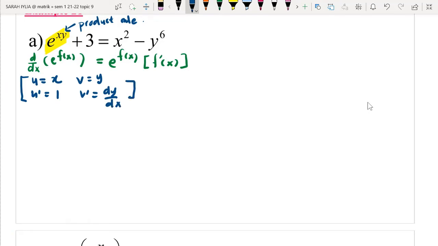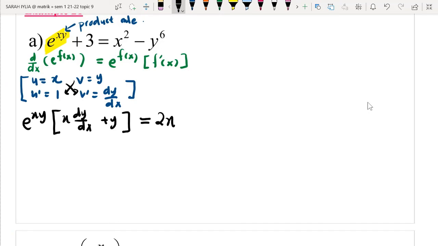Okay, now kita dah boleh start differentiate term by term. Start with the first one. e to the power of xy, derivative of it will be e to the power of xy. Ingat, salin balik. And then differentiate power. Power tu kena pakai product rule tadi. So, u v prime plus v u prime. We get x dy dx plus y. Okay. And then plus 3 would be 0. Kalau kita differentiate 3 dapat kosong. Equal to x squared differentiate would be 2x. And then last one, derivative of y to the power of 6 would be 6y to the power of 5 dy over dx. Okay. Dan nampak cantik.